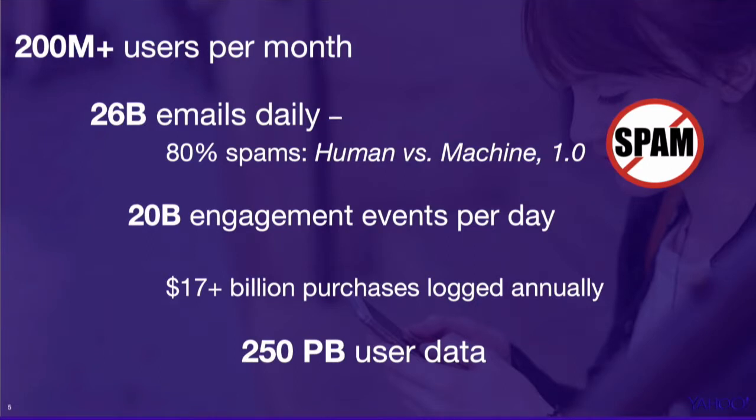Also, the entire corpus of the mail is pretty big. 250 petabytes of user data in production. And it's also a very rich data set. For example, just the purchases alone that are logged. Think about your Square receipts that you get by mail when you go to your grocery. In a single year, just the purchases alone, we log $17 billion worth of purchases. Essentially, your mail, one could argue, has become a lot of people's personal database.